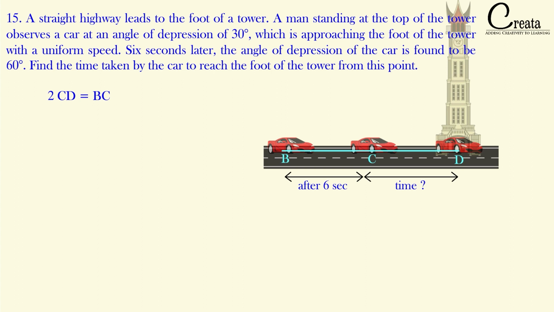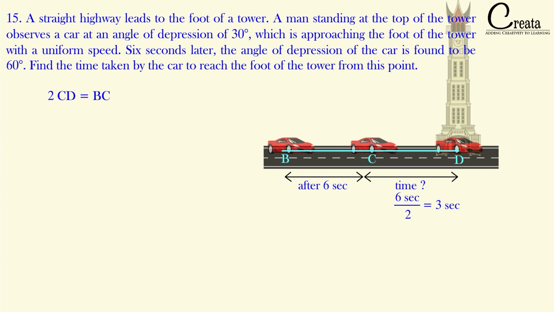If the car is taking 6 seconds to reach from point B to C, then how much time will it take to reach from C to D? It will take half of the time. Got it? CD is half of BC. If the car is taking 6 seconds from B to C, it will take half of that time to reach from C to D. That will be 3 seconds. 6 by 2, that is 3 seconds.